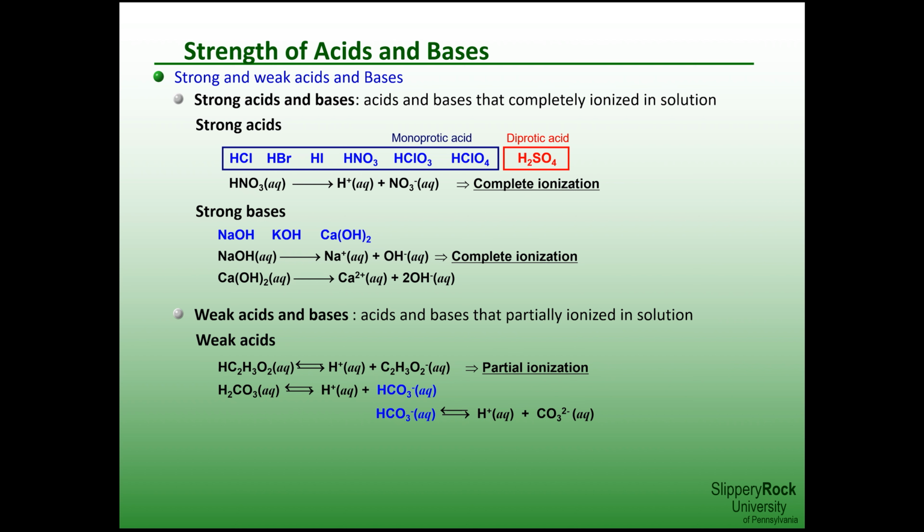Unlike strong bases that directly release hydroxide ions from their formulas, weak bases like ammonia react with water to produce hydroxide ions. Again, the double arrow indicates partial ionization. Only a fraction of ammonia molecules reacts with water, so the concentration of OH- ions produced is relatively low compared with strong bases.